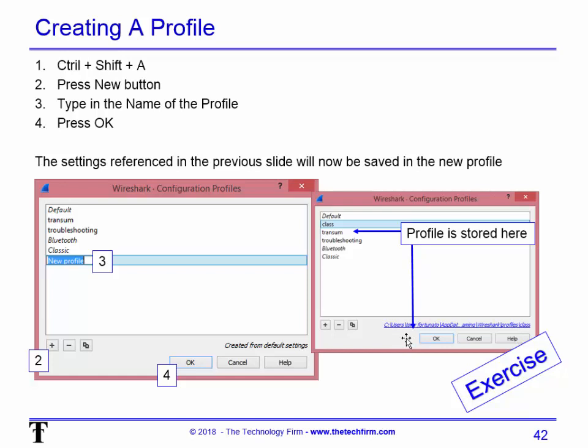Now once you go into your configuration profile screen, you'll see there's a path down here, and this is showing you where those files are. So again, I'm going to give you an exercise, and I'd like you to create a profile, real simple little profile called Troubleshooting.